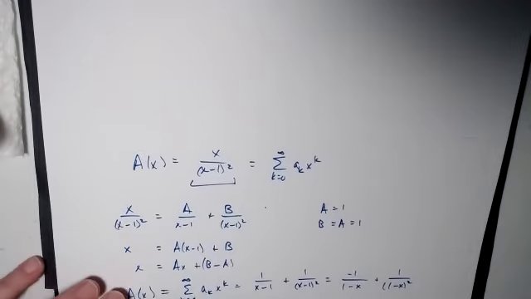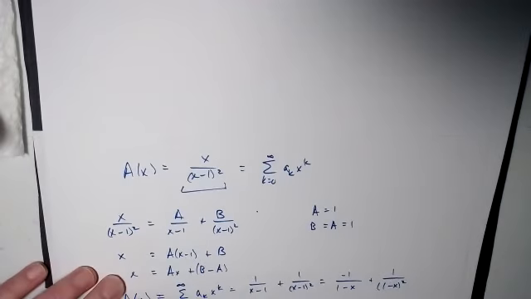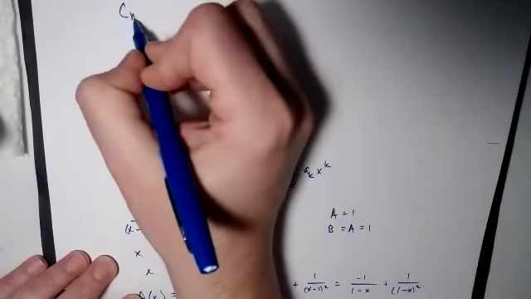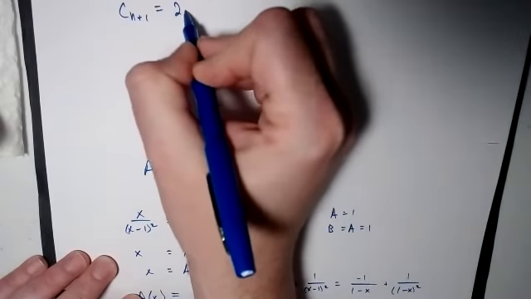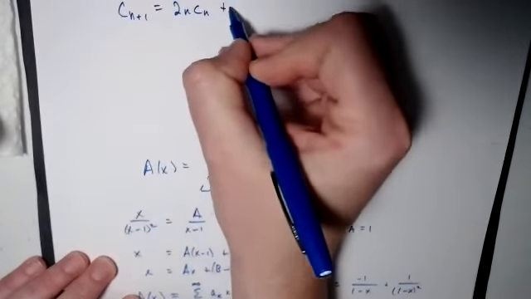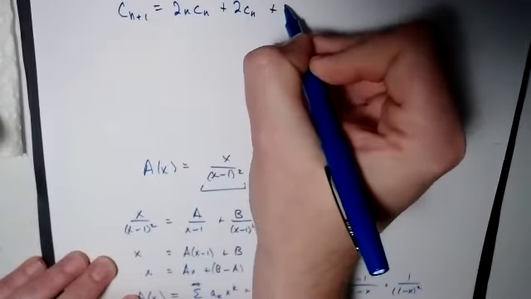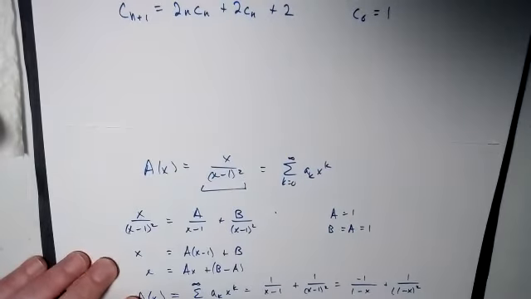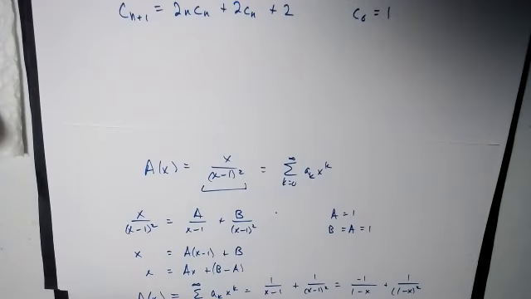So sometimes when you are solving one of these, a little something weird happens. Let's start with this. c_{n+1} equals 2n c_n plus 2 c_n plus 2. c0 equals 1. That is a really weird way to write that.